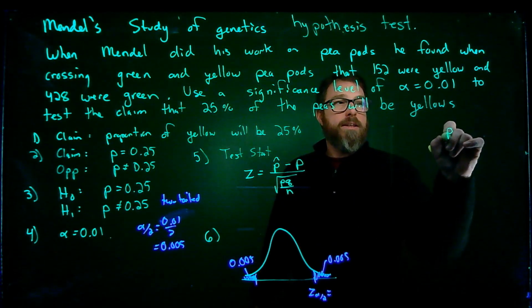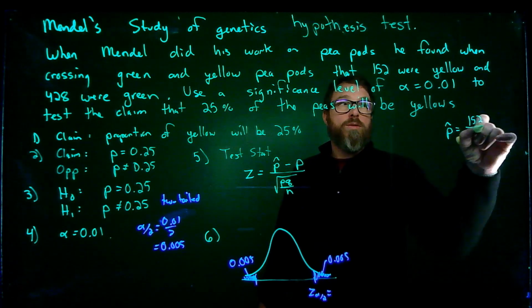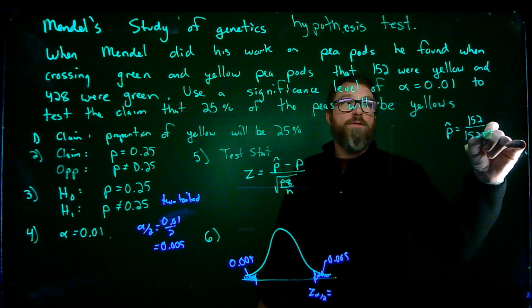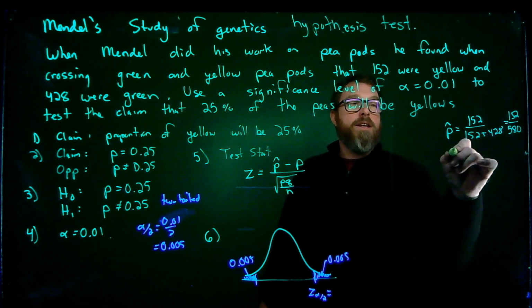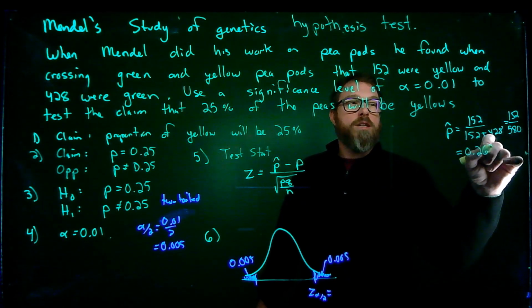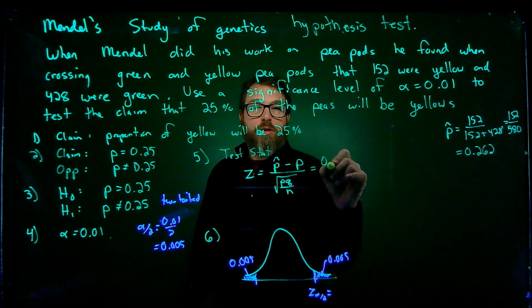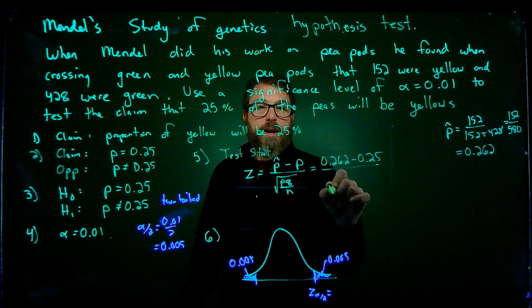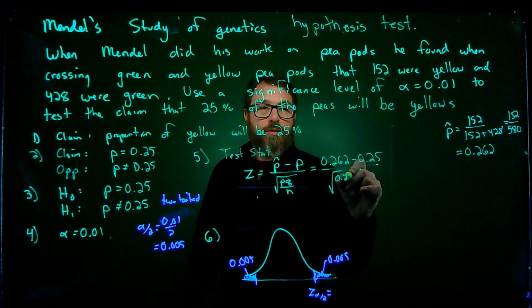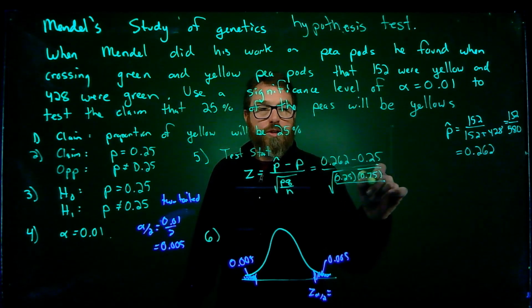Now, what we know is p hat is going to be the proportion of yellows. So what I know is I have 152 yellows over the total. So 152 plus 428. So I have 152 all over 580, which gives us 0.262 rounded to 3 decimals. So when I set this up, this is going to be 0.262 minus 0.25, all divided by the square root of 0.25 times 0.75, and this is going to be divided by the total, which n is going to be equal to 580.